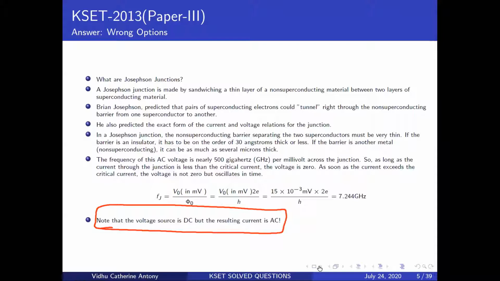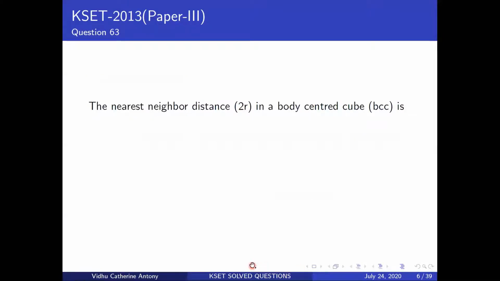Okay, so let's move to this. This is quite easy and simple. I think you can do it without thinking much, but you end up getting scared when you immediately see something like this. I think this is fairly simple because it's done a lot of times in PU. The nearest neighbor distance in a body centered cube, BCC, is, and these are the options given to you. So you know nothing about BCC, fine.